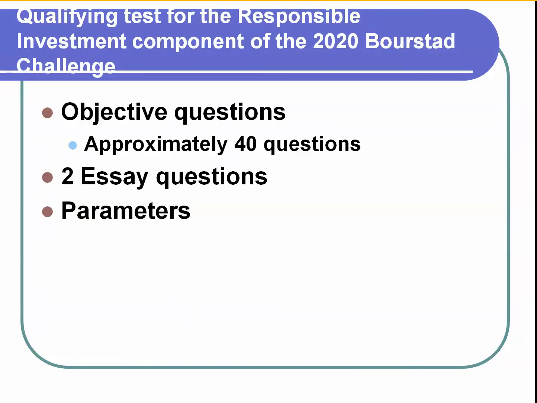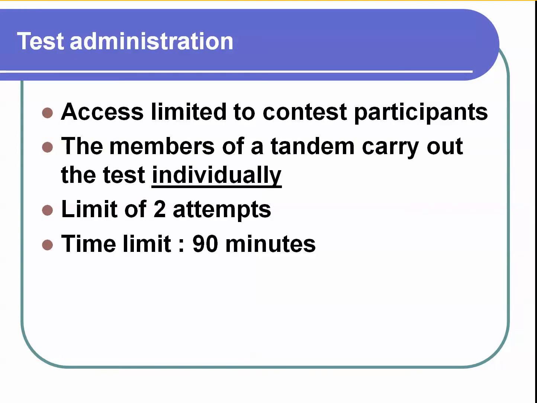Qualifying test for the responsible investment component of the 2020 Bourstad Challenge. Normally that's 2 weeks, but in 2020 now we're planning on 3 weeks for completing this test. You'll find approximately 40 objective questions and 2 essay questions, and there are a few parameters that you have to be aware of. For the parameters, the access is limited to the contest participants.